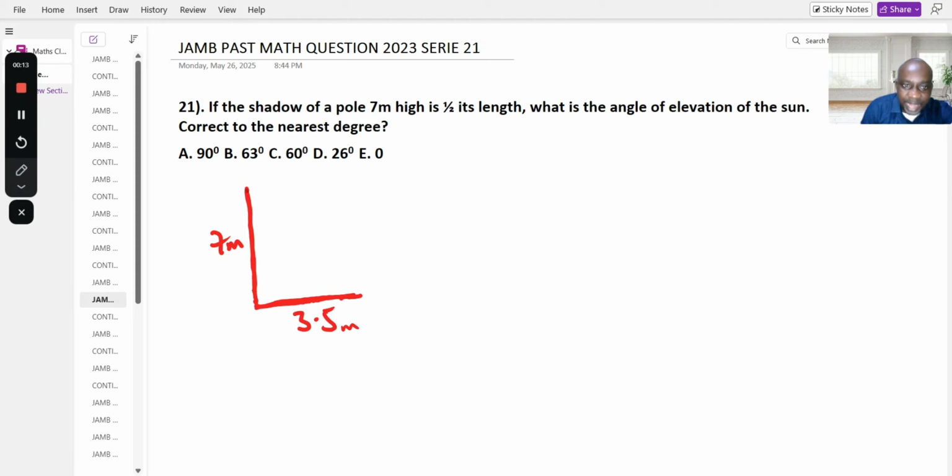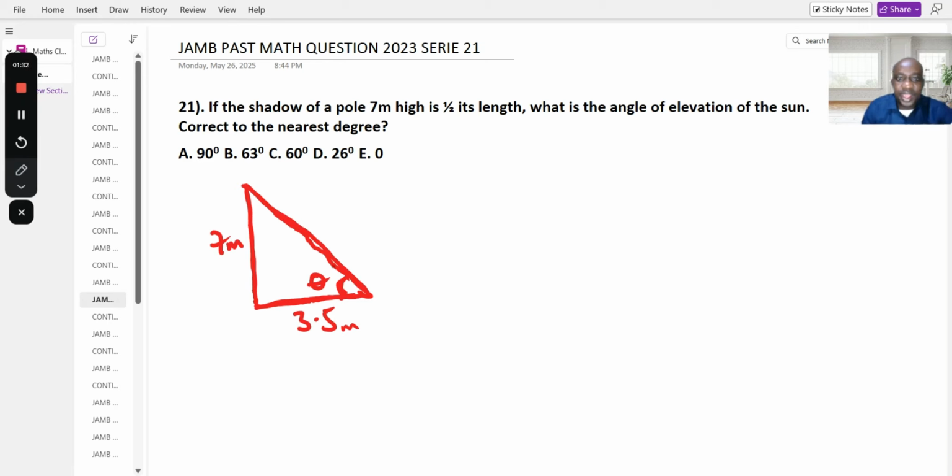Now let's join it together, the building, and the question says: what is the angle of elevation of the sun? When they say elevation, it is something going upward, something that lifts you up high. So the sun's elevation goes upward like this. That is what the angle is asking us to look for.